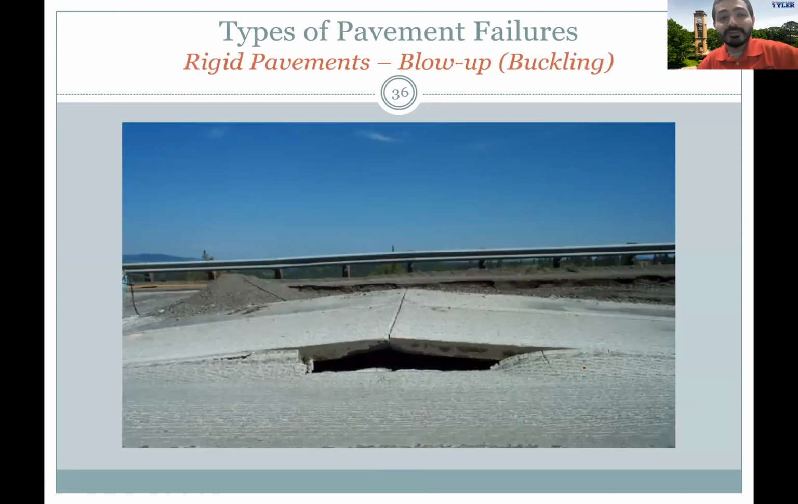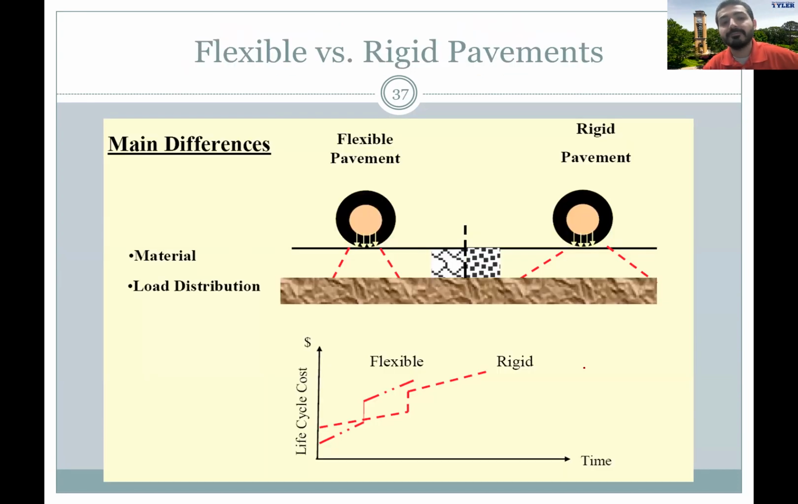Or if you leave the rigid pavement with lots of problems and you leave it without any repair, you're gonna end up with this huge problem, which is called blow up or buckling, where the entire structure is just gonna buckle to the surface, and if you end up with that problem, you need to do a major reconstruction.